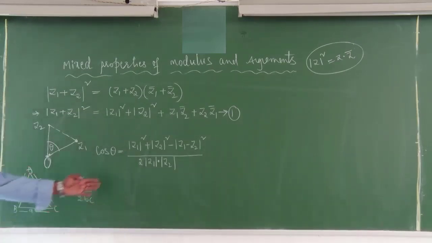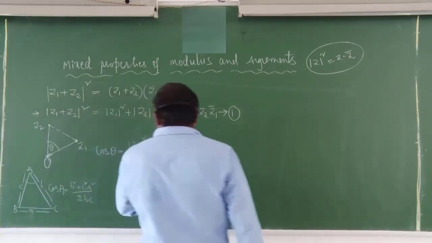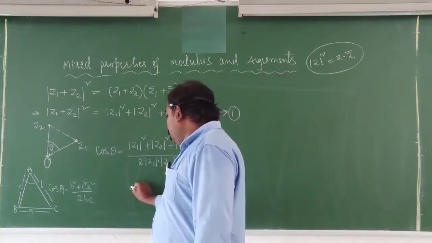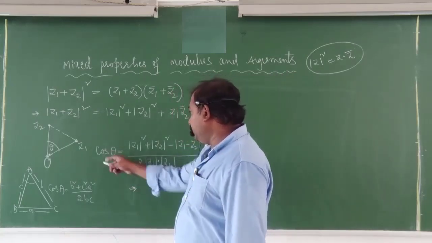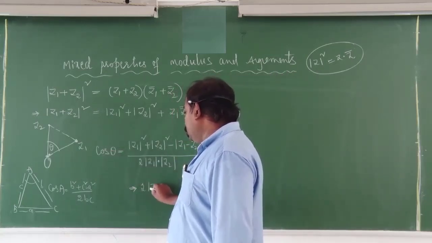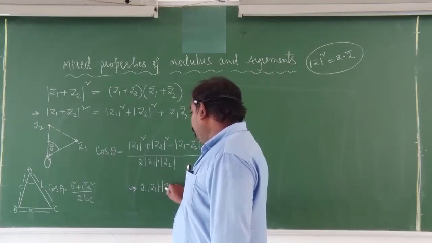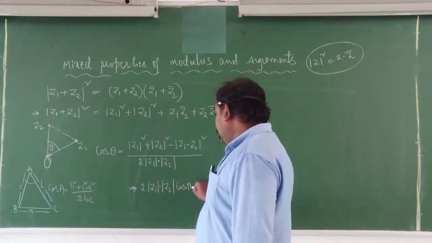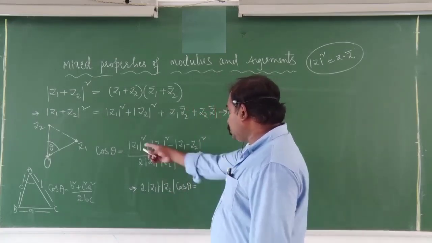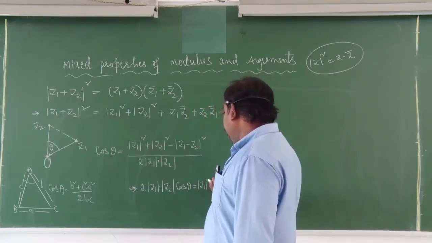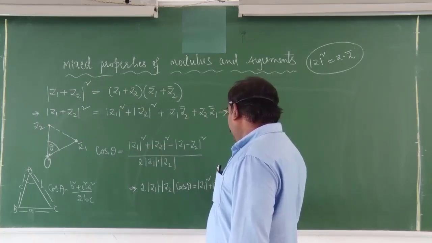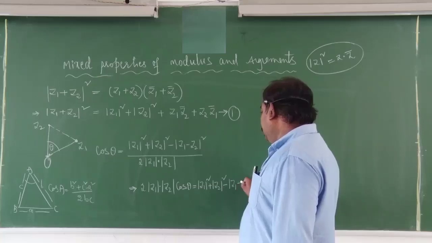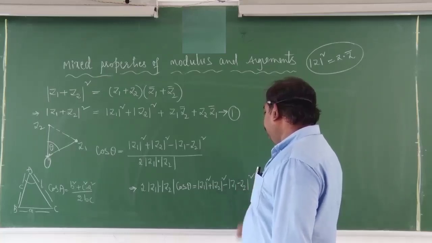Basing on that formula, I wrote this is the value. Got it now, ma'am? So with this one, if you observe, cross multiply the value. 2 into modulus Z1 into modulus Z2 into cos theta equals to modulus of Z1 square plus modulus of Z2 square minus modulus of Z1 minus Z2 square.